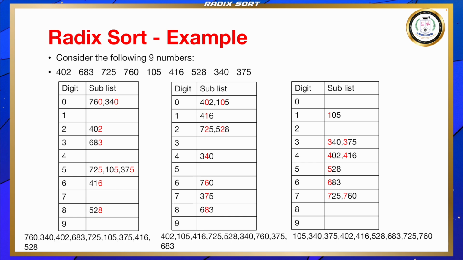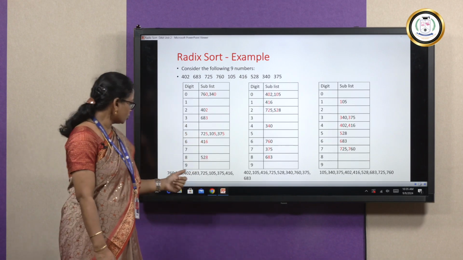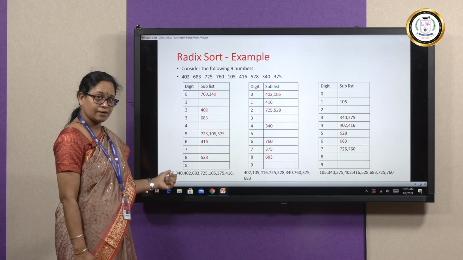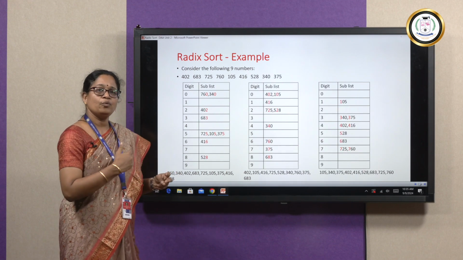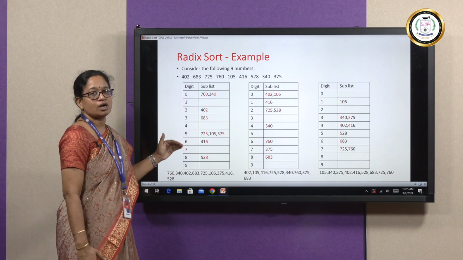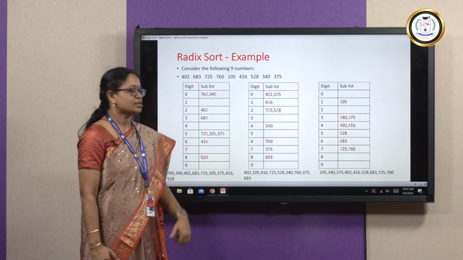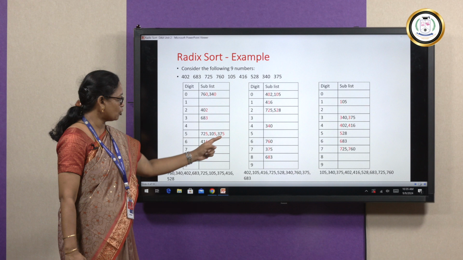In the second phase, we take the middle digit and sort on it. Here we have to take the numbers we have got after sorting in the first phase. The first number is 760, and the middle digit is 6. So we place it in location 6. 760 is placed in location 6.